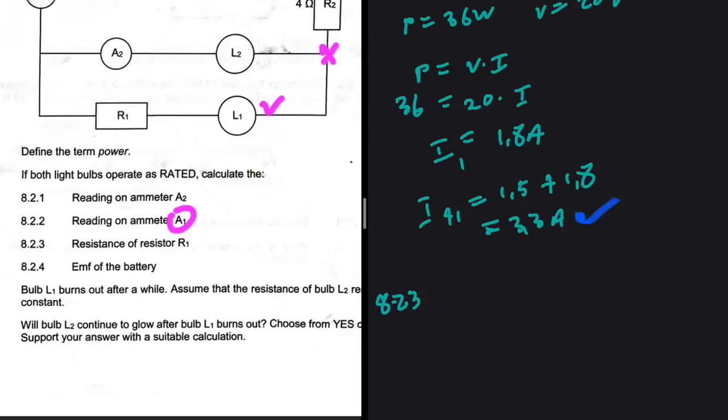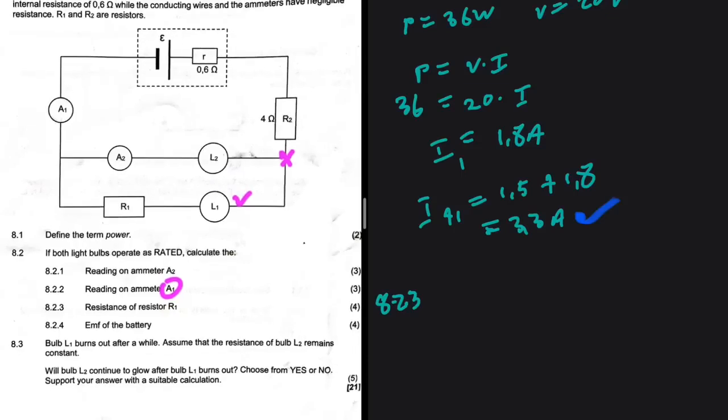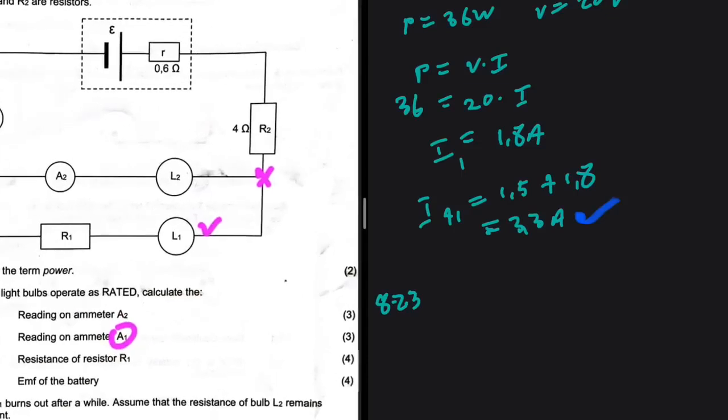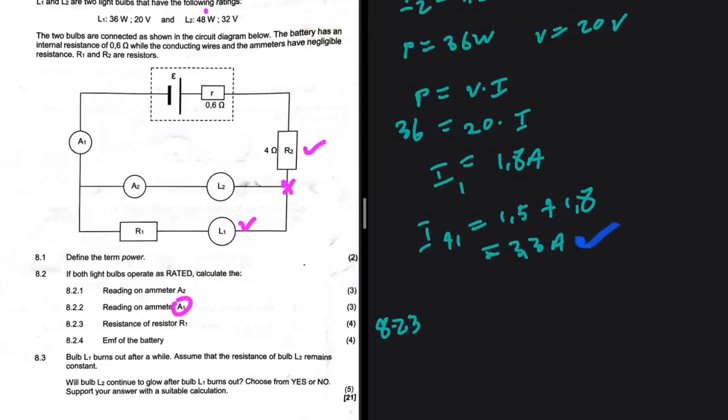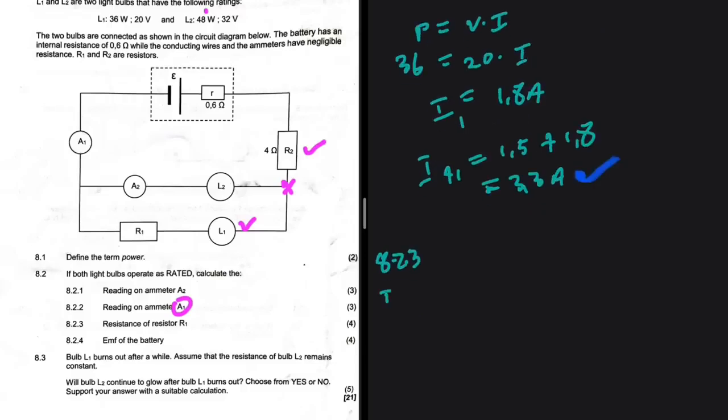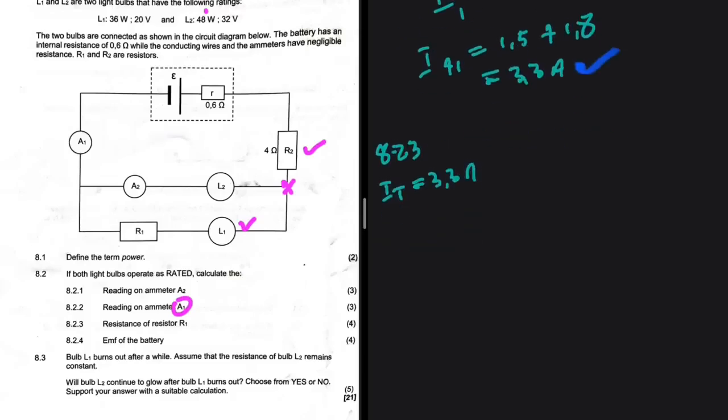I was just making sure that I didn't miss anything. 8.2.3, the resistance of R1. We are looking for the resistance of R1. Okay, so how can you find the resistance of R1? We have the resistance of R2, which is 4 ohms, right? And then what else do we have? We don't have the EMF, but we have the internal resistance, and we have the total current. So the total current, we know that it is equal to 3.3 ampere. So can we use the total current to find the resistance of R1? Yes, we can. How? I'm glad you asked.